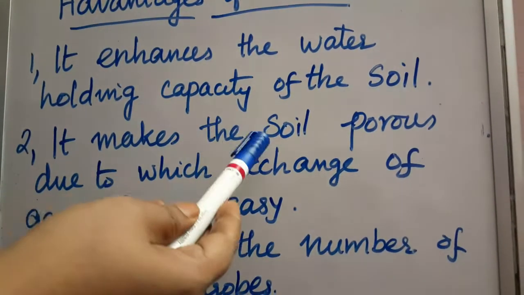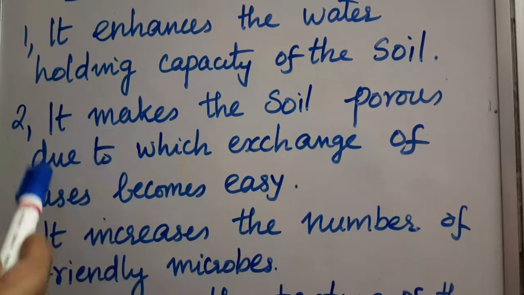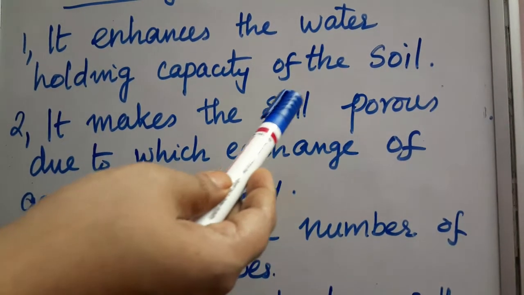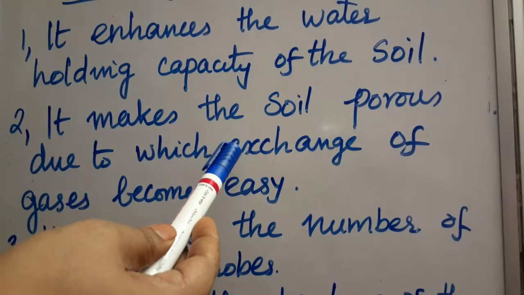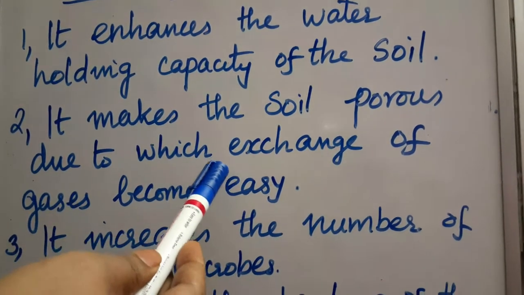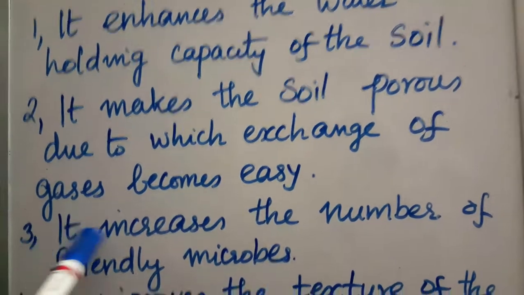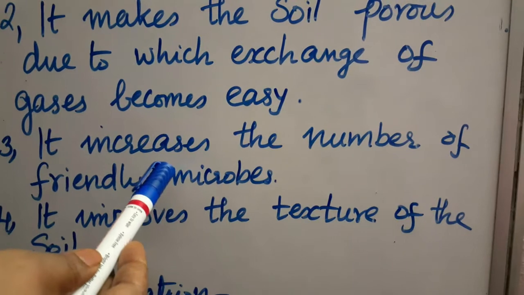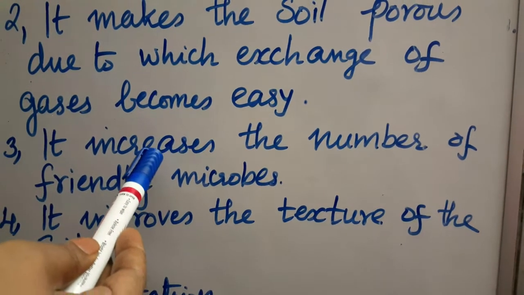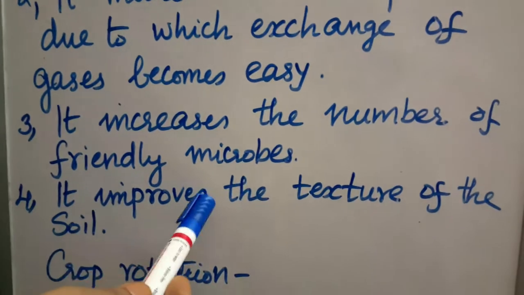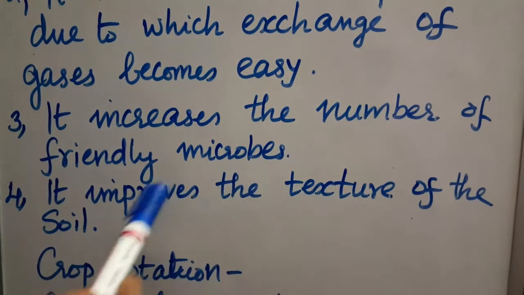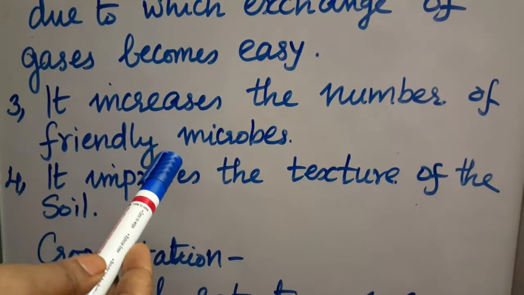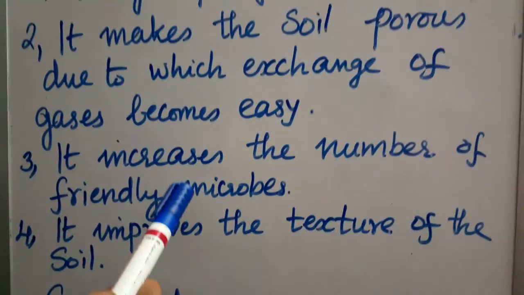Second point, it makes the soil porous, due to which exchange of gases becomes easy. Porous means loose, so that air can be there. So the roots of the plants will get air, and the microorganisms also will get air. Third point, it increases the number of friendly microbes, that is good microorganisms like earthworms and other small organisms will increase if you are using manure. Fourth one, it improves the texture of the soil. The soil will become fertile and it will be better for the cultivation of crops. So these are the advantages of manure.